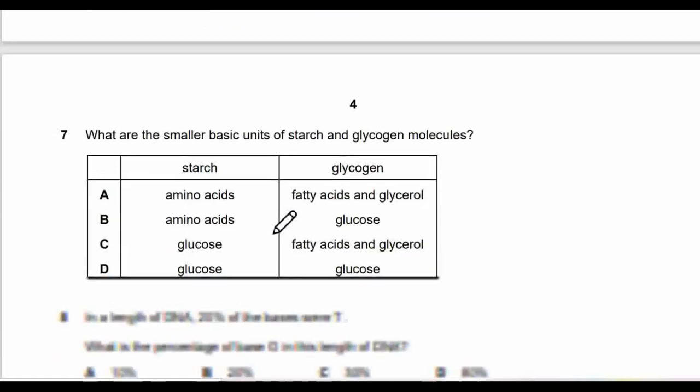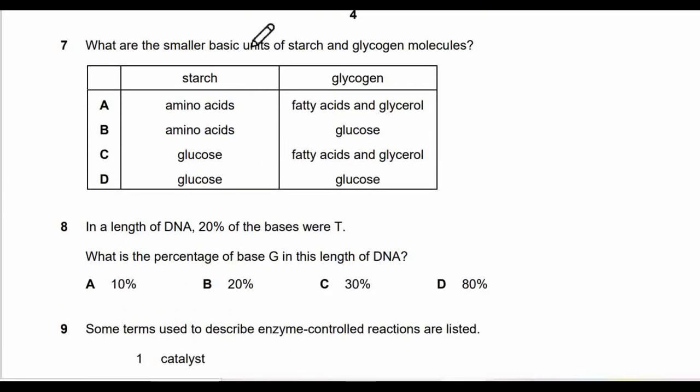Next will be question 7. What are the smaller basic units of starch and glycogen molecules? So starch and glycogen, they are carbohydrates. Starch consists of glucose, so we have to choose between C and D, while glycogen also consists of glucose. Now, fatty acid and glycerol is the basic unit for lipid. So our answer will be D.